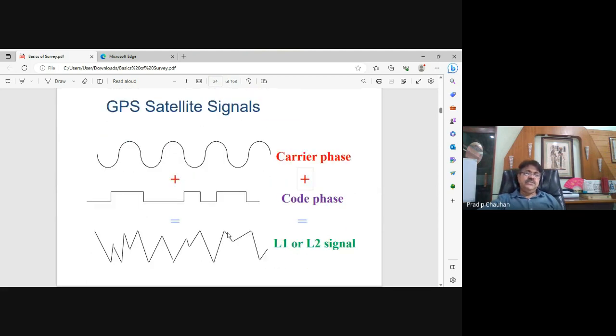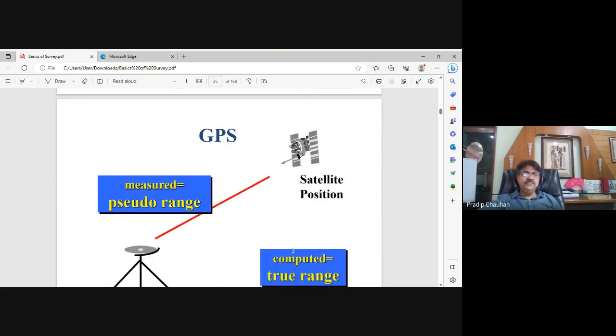In GPS satellite signals, there is a combination of two. One is the carrier phase, and another is the code phase. The code phase is a precise thing because there is a value 0 or X. There is a value 0 and X, and this is a variable. The combination of those two gives the L1 and L2 signals.